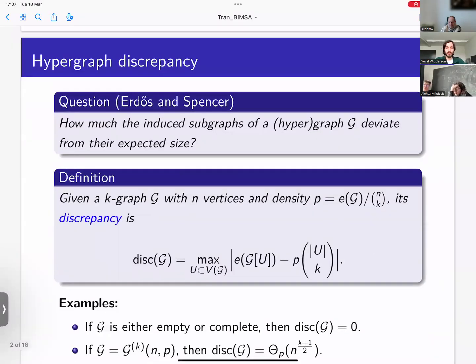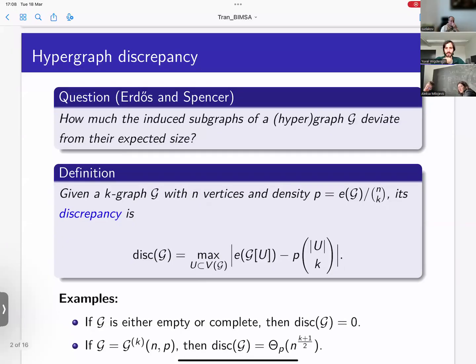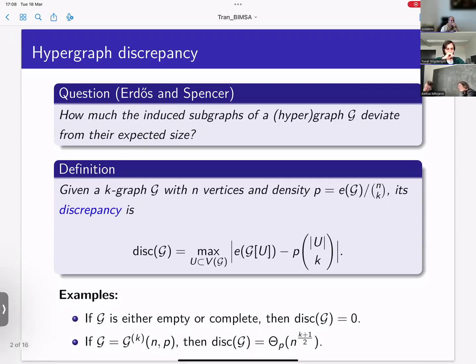The concept of hypergraph discrepancy was introduced in the 70s by Erdős and Spencer, and they asked this very natural question. We have a graph G, and we want to know how much the induced subgraphs of G deviate from the expected size. We can quantify this more formally as follows.